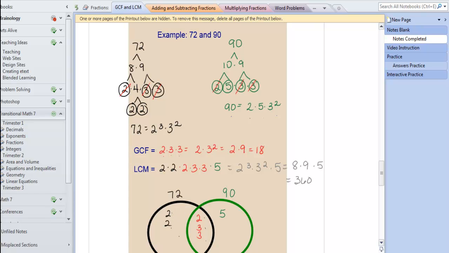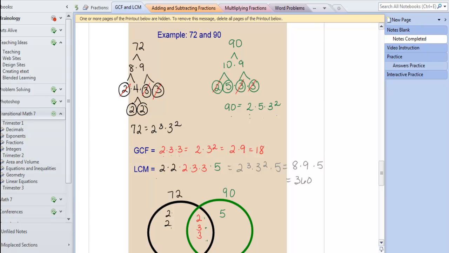Now I'm going to look at 90. Well, for 90, I need to have a 2. Well, I have a 2 in the middle. And I need a 5. Well, my 5 is missing, so I'm going to write that in the green part of my circle. And then I need 2 3's, which are both in the middle already, so I don't have to write those down.